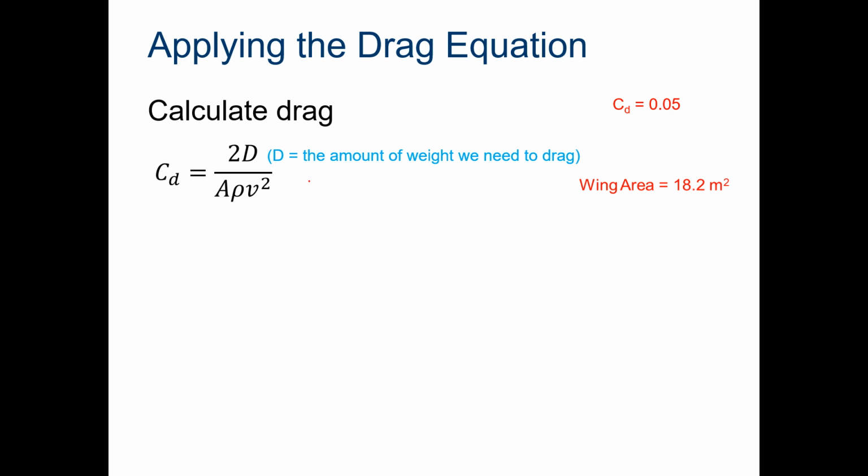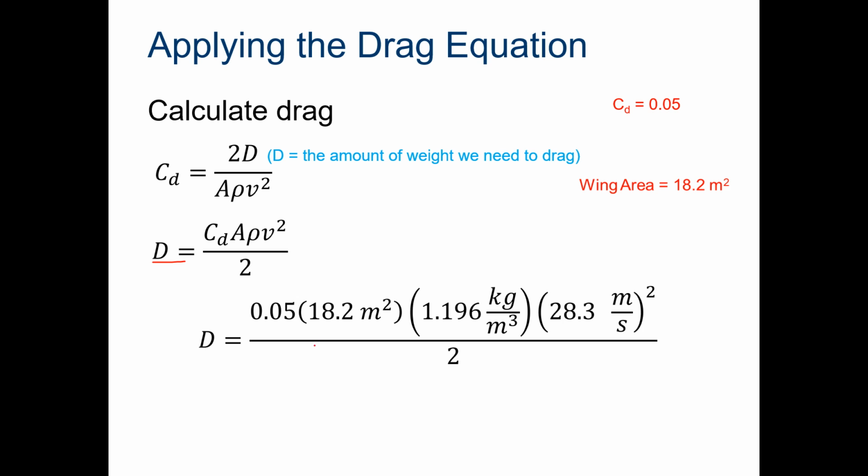So coefficient of drag and drag are two different things, okay? We have to rearrange that problem so that we can calculate our drag. When we rearrange it, it's C sub D times A times PV squared over 2. Now I'm just going to simply plug in all of my values, and when I plug in all of my values, I'm going to get 436 newtons.